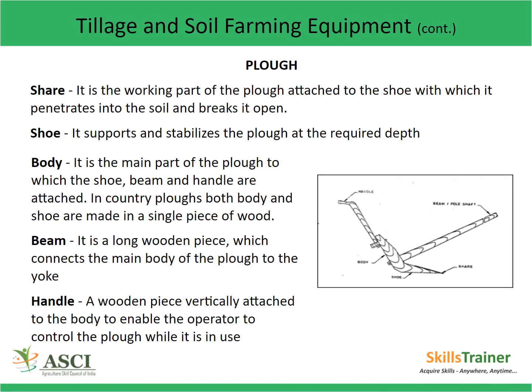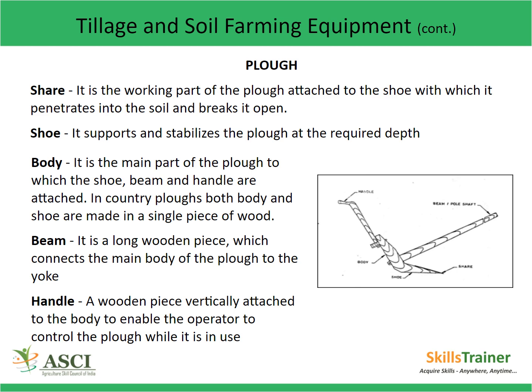Shear. It is the working part of the plow attached to the shoe with which it penetrates into the soil and breaks it open. Shoe. It supports and stabilizes the plow at the required depth. Body. It is the main part of the plow to which the shoe, beam, and handle are attached. In country plows, both body and shoe are made in a single piece of wood. Beam. It is a long wooden piece which connects the main body of the plow to the yoke.